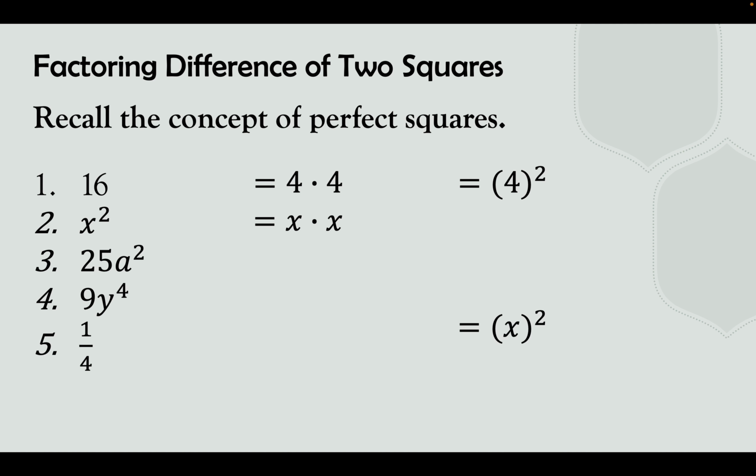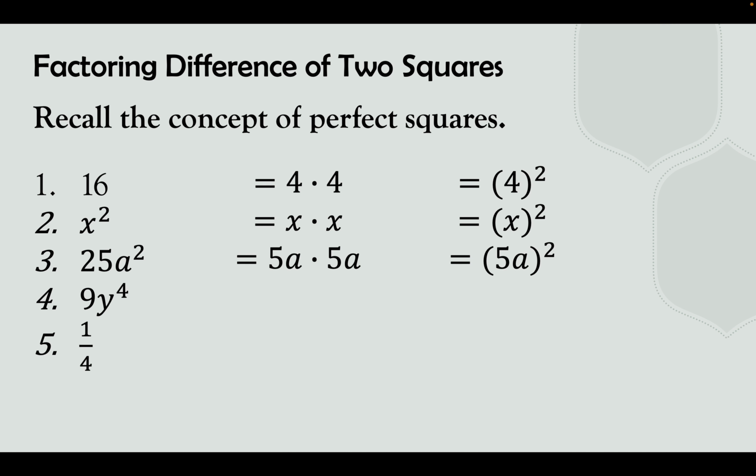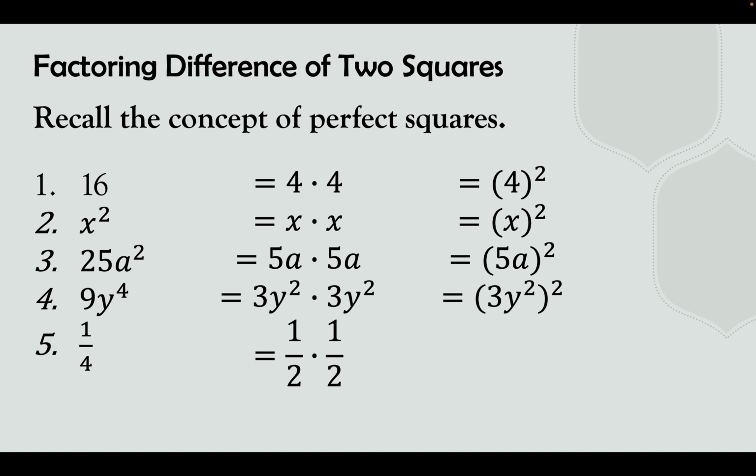We have x squared. For 25a squared, the perfect square for this one is 5a times 5a. So we can change this one into exponential form. We have 5a raised to 2. For 9y raised to 4, we have 3y squared times 3y squared. We have 3y squared raised to 2. And for 1/4, we have 1/2 times 1/2. So we have 1/2 squared.